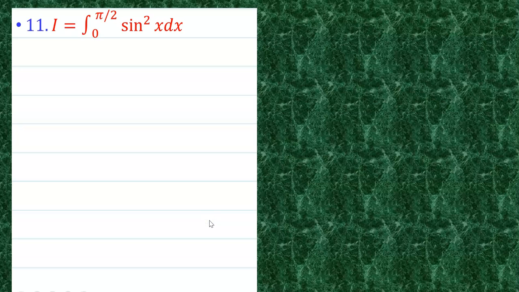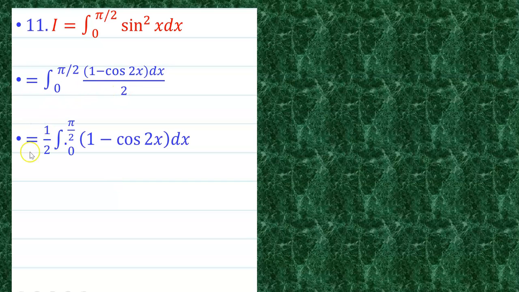Now the next question, question number 11. A very simple question. I is equal to integral 0 to pi by 2 of sin square x dx. We know its formula. Sin square x means what? 1 minus cos of 2x upon 2 dx. We will separate this, taking 1 upon 2 outside. Integral 0 to pi by 2 of 1 minus cos of 2x dx. What is the integral of 1? x. The integral of cos of 2x is sin of 2x upon the coefficient of x, that is 2.